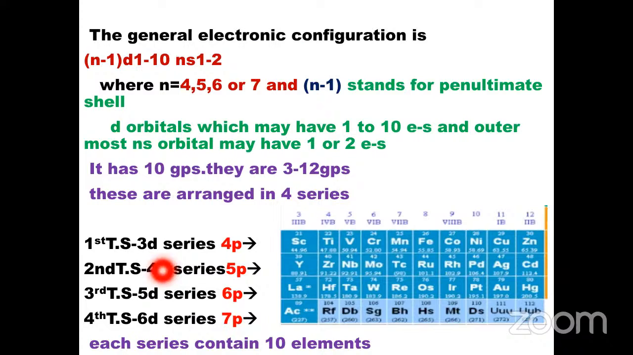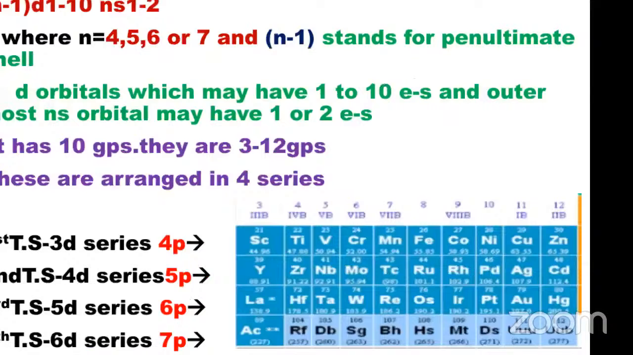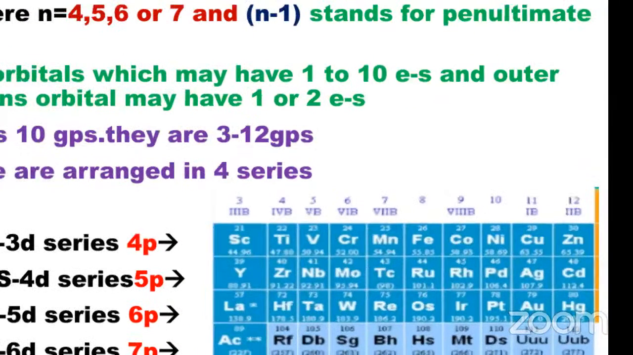The first transition series is the 3D series. It is also the fourth period. The 3D series starts from scandium and ends with zinc. Here the scandium atomic number is 21 and zinc atomic number is 30.